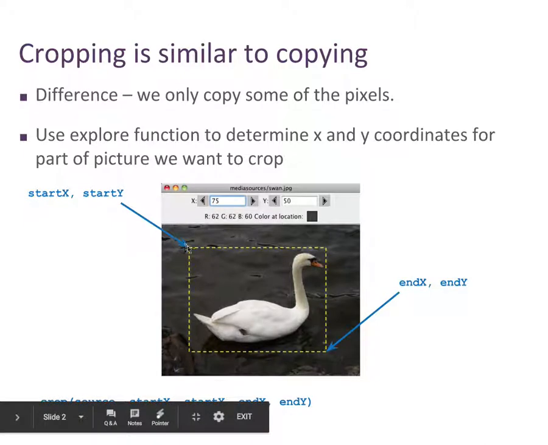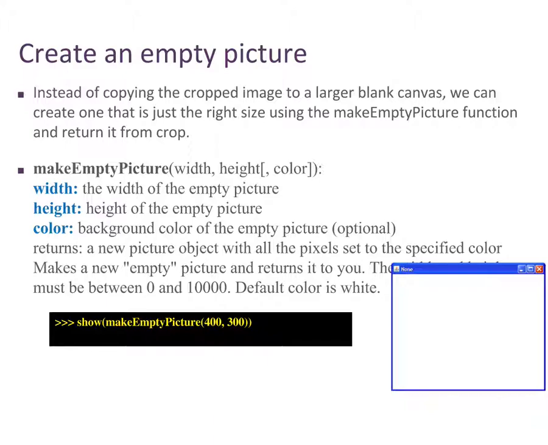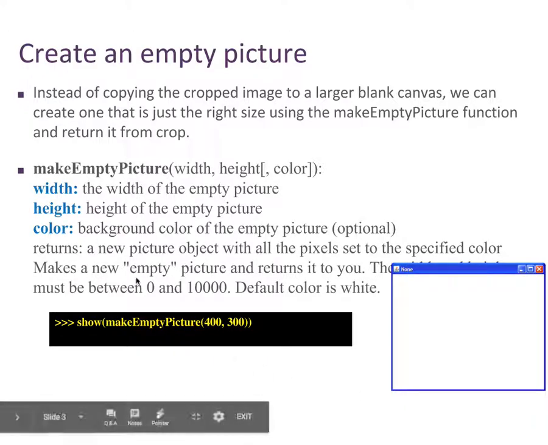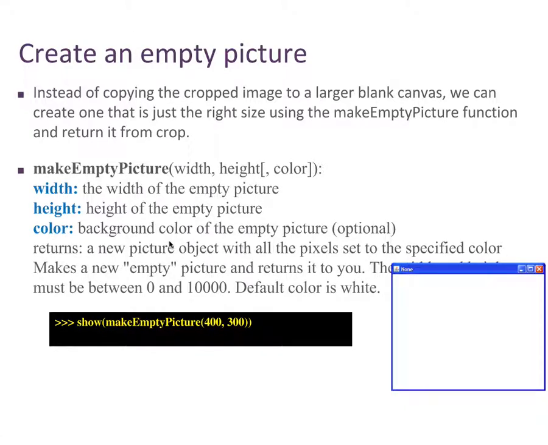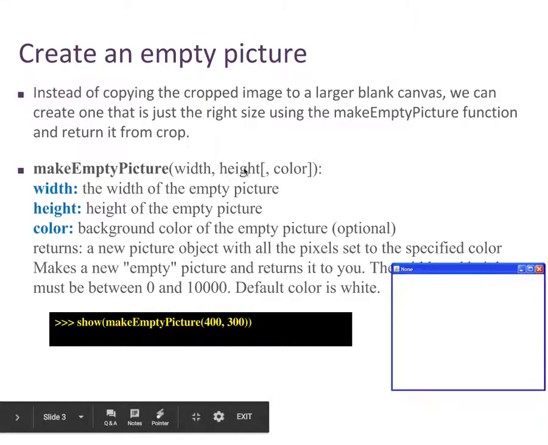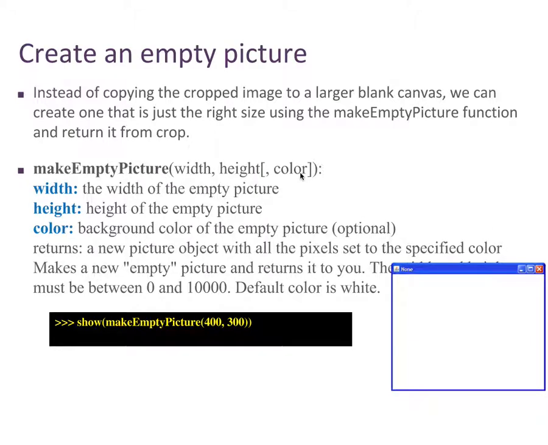So once you know where the starting value is, if you click on a particular pixel, you can see the XY here in the Explorer tool. So if you know where your starting and ending XY are, then what you want to do is make an empty picture to copy your cropped image onto. So we're going to make an empty canvas that's exactly the size that we want. So make empty picture, you pass it a width and a height. If you want it to have a particular background color, you can do that as well. The default color is white.